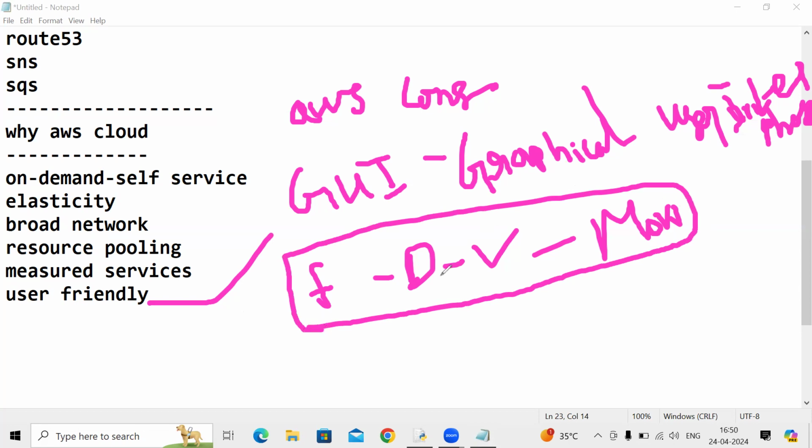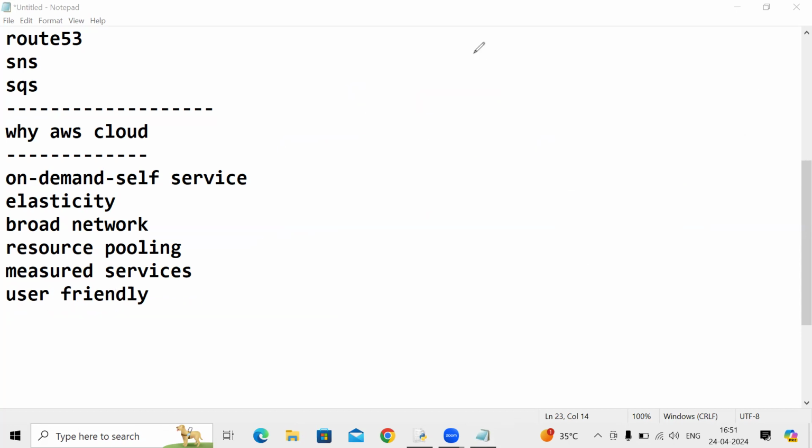In the same way, if you want to create a server, delete a server, or use services, we have to follow some steps, guys. It is nothing but GUI, graphical user interface. It is shown just like computer usage. That is why we call it user friendly.